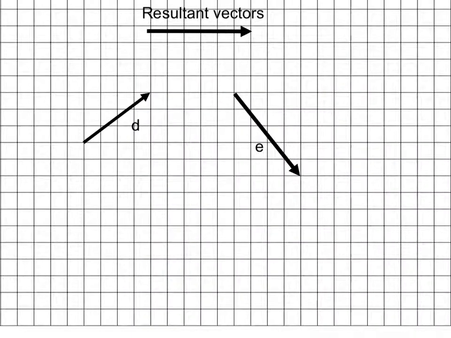Now vectors won't always be at right angles to each other, like in the riverboat question. But finding the resultant vector is actually really quite simple. So in this case, we've got two vectors. We've got vector D, which is moving in a direction which is 4 squares across, and 3 squares up. And we've got vector E, which is moving in a direction which is 5 squares vertically, and 4 squares horizontally.